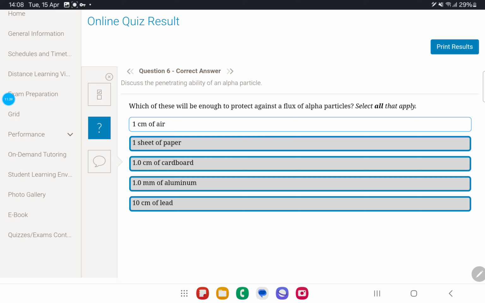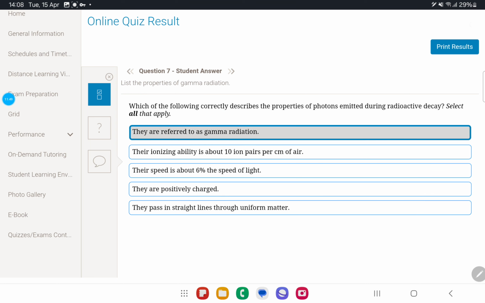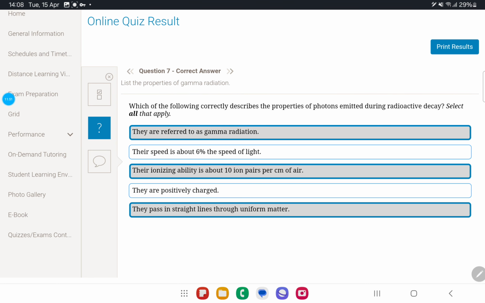So just memorize it like this. Only specific things at specific thickness can stop beta, but for alpha, everything except a certain thickness of air. Okay? So yeah, that's it. Again, all of this has to be memorized. It's not really about understanding it.